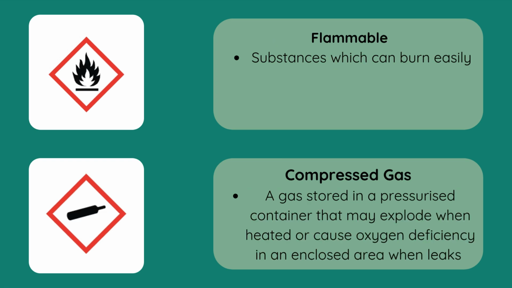Now, flammable. Pretty straightforward. This substance can burn easily. How do you tell? There's a fire as the symbol. Next, compressed gas. It's a gas in a pressure container that may explode when heated or cause oxygen deficiency in an enclosed area when it leaks. Remember, always be careful when you're in the science lab. Do not run around. You will get hurt.